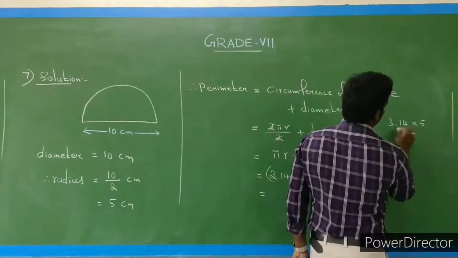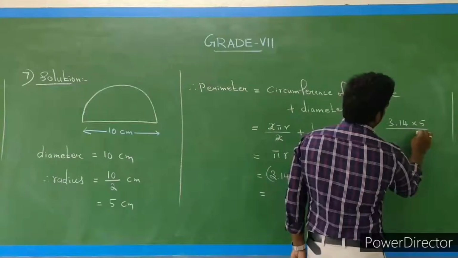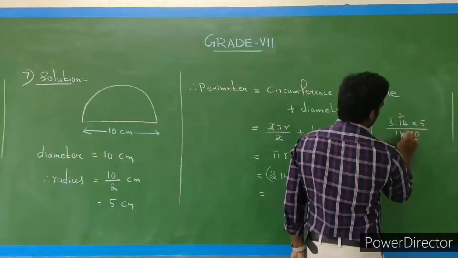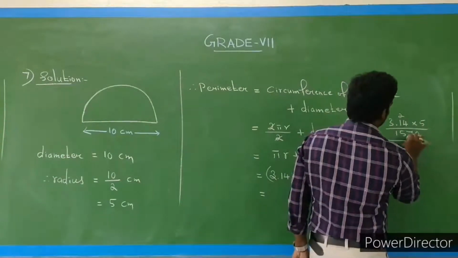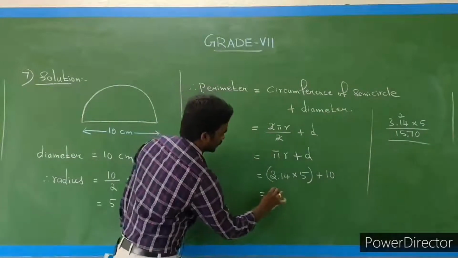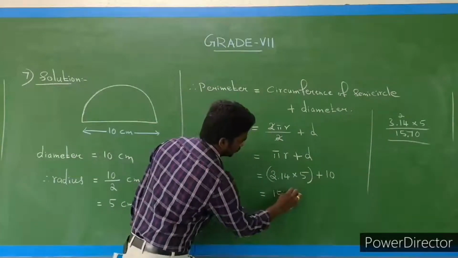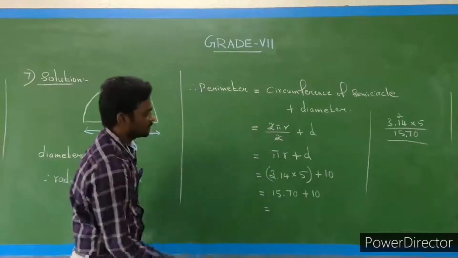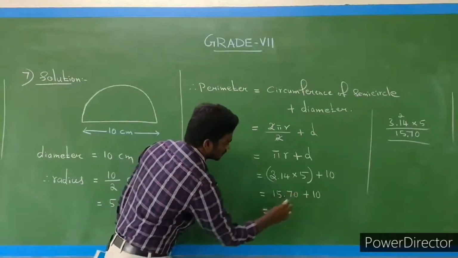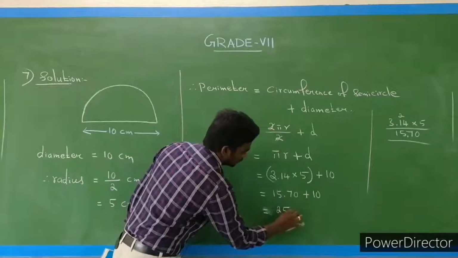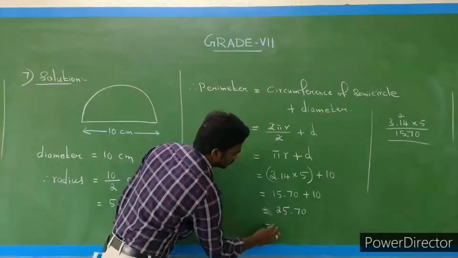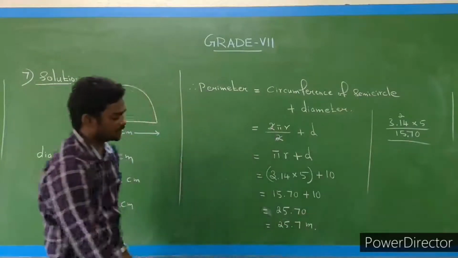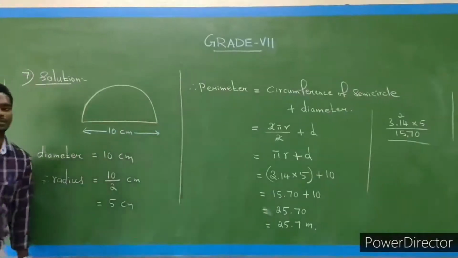What is the value of 3.14 into 5? 3.14 multiplied by 5, we get 5 fours are 20, remaining 2, 1 5s are 5 plus 2, what is that? 7. So 3 5s are 15. So the value is 15.70. So we can write 15.70 plus 10, which is equal to 25.70, which is equal to 25.7 centimeter. So 25.7 centimeter is the perimeter of the given shape.